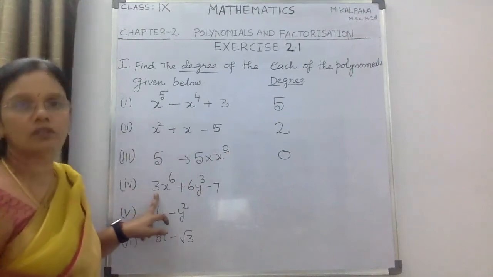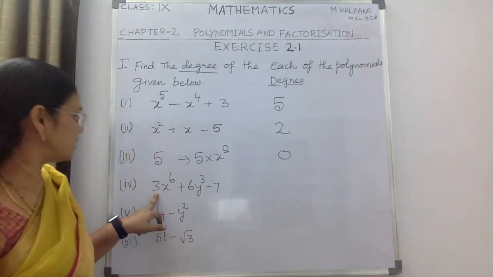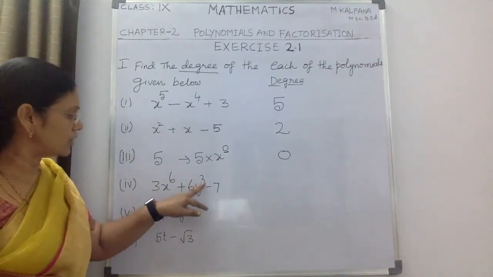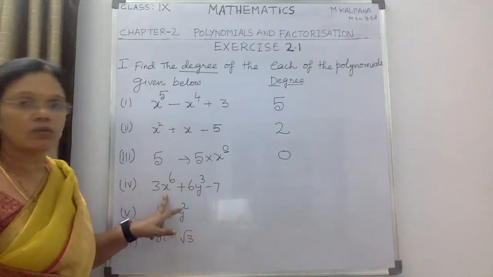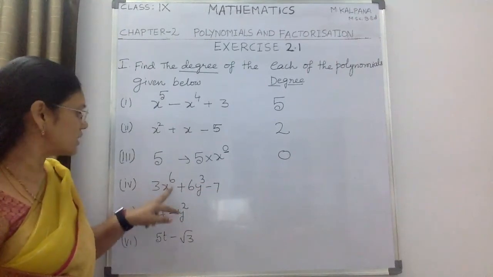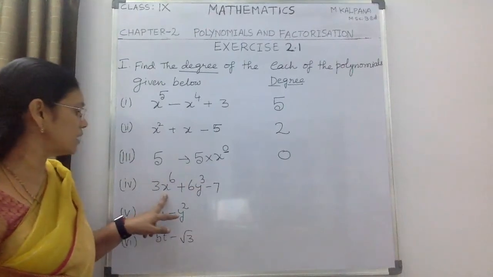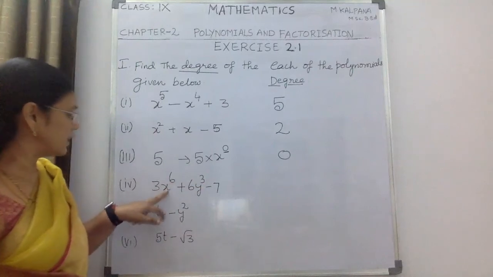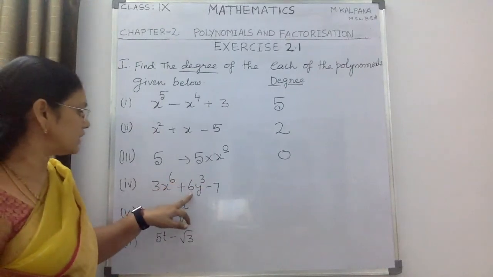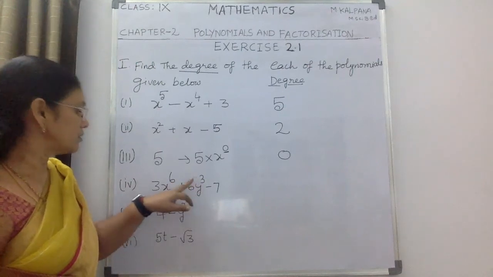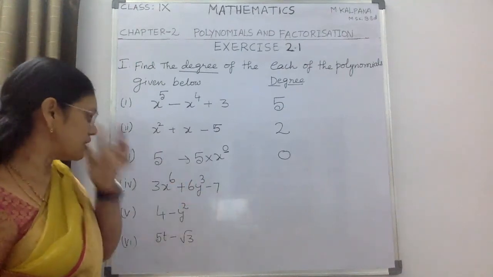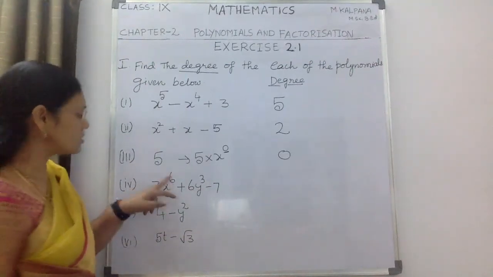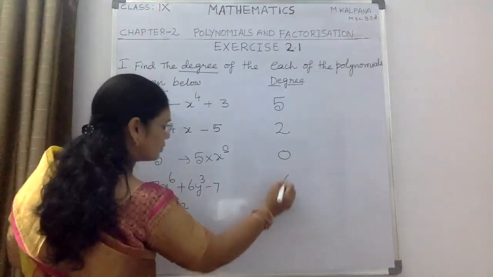Now tell me children, what is the expression here? Read it. 3x to the power of 6 plus 6y to the power of 3 minus 7. So give me answer. What is the degree of the polynomial here? 6 is the highest degree here. So the first term 3x to the power 6 is containing degree 6 and second term 6y to the power 3 is with degree 3 and the last term 7 is with degree 0. So we can say that the highest degree is 6. So 6 will be the degree of this complete polynomial.